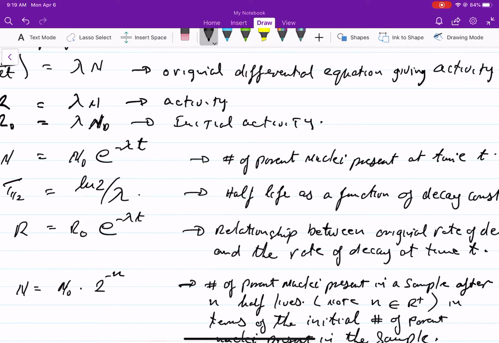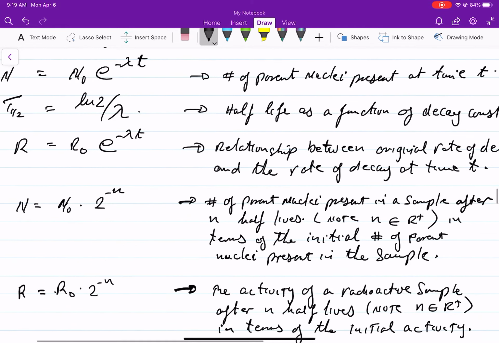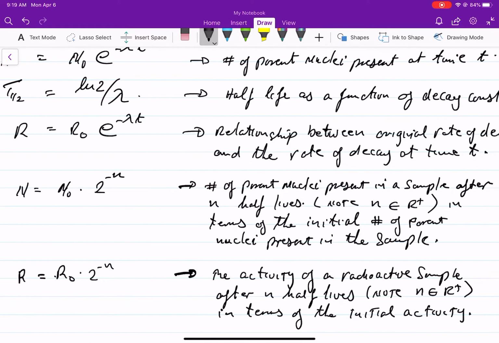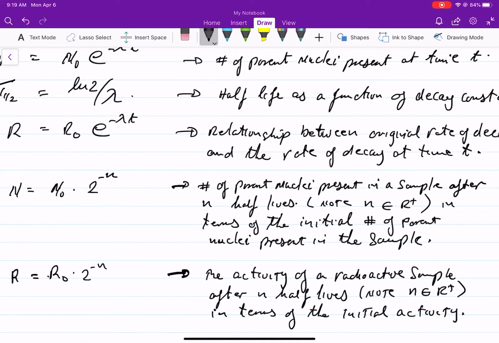Half-life and the decay constant are related by the equation T half is ln 2 upon lambda. The rate of decay at any time t is related to the original rate of decay by the equation R is equal to R0 e to the minus lambda t. And then we have those two last equations that I derived there. N is equal to N0 times 2 to the minus n, and R is equal to R0 times 2 to the minus n.